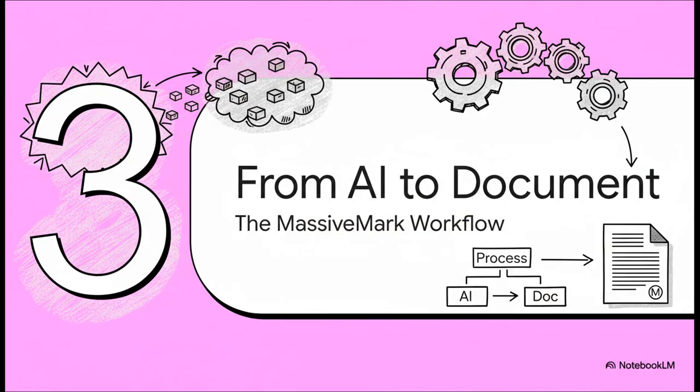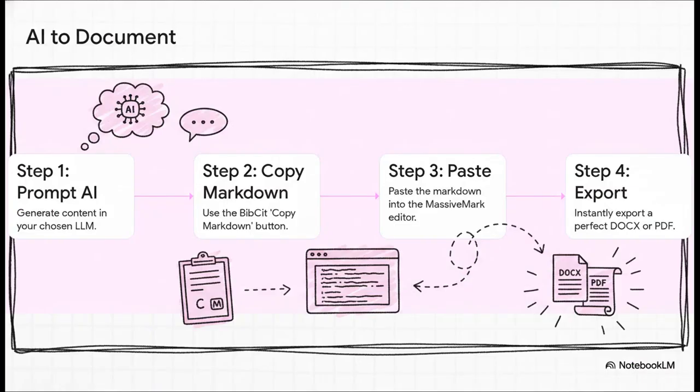Okay, so you've captured your perfectly formatted content. Now what, right? How do you get that into your final report or essay? This is the second piece of the puzzle, and it's called Massive Mark. The whole workflow is just incredibly smooth. So you prompt your AI. You click the red BibCit copy button. You paste that markdown straight into the Massive Mark editor, and boom. Instantly, you can export a perfectly formatted Word doc or a print-ready PDF. No fixing, no fiddling, no headaches.